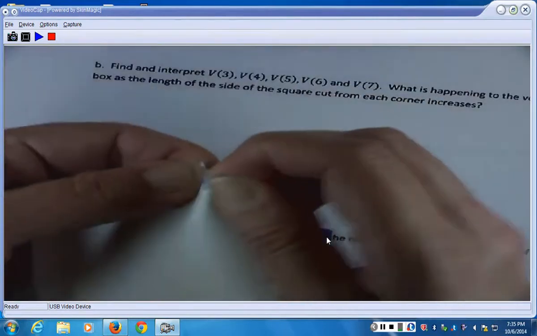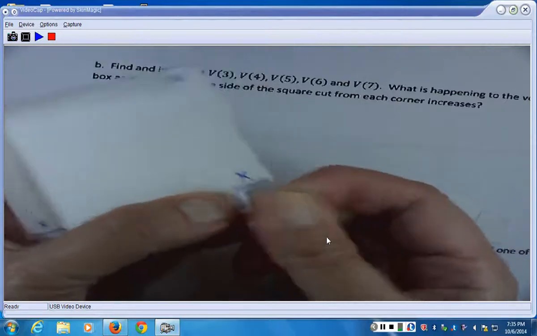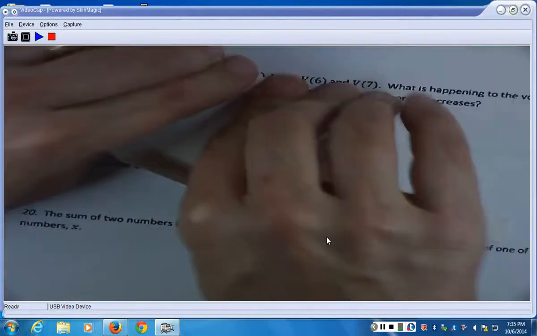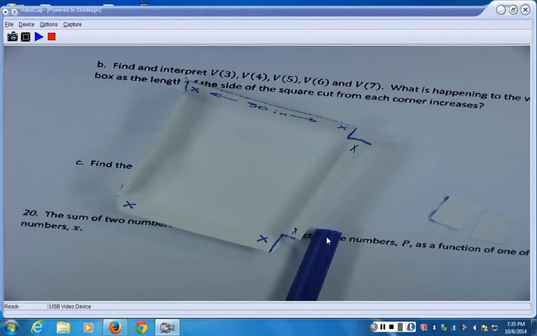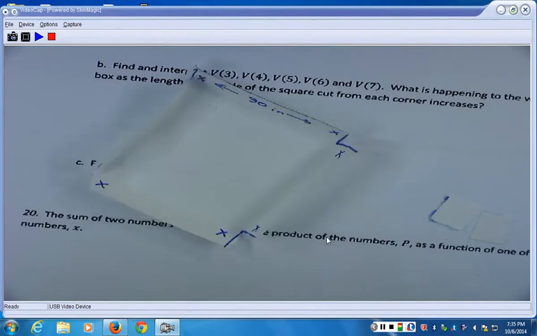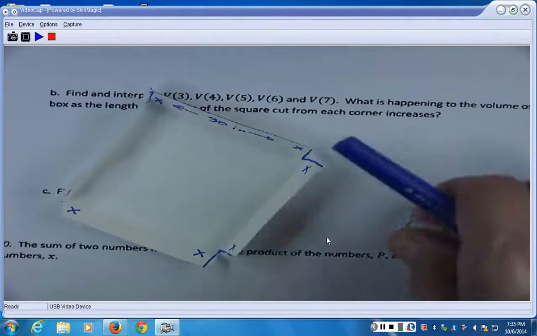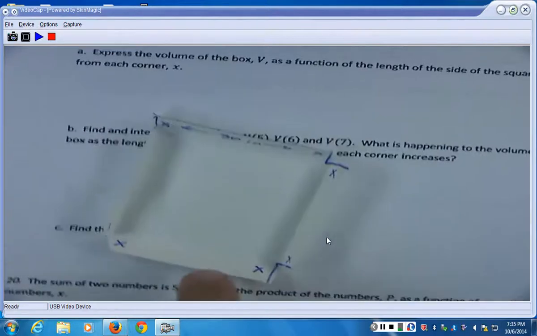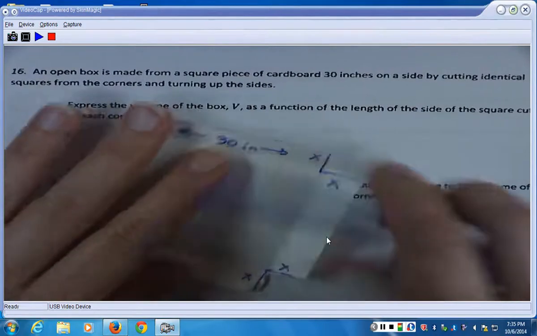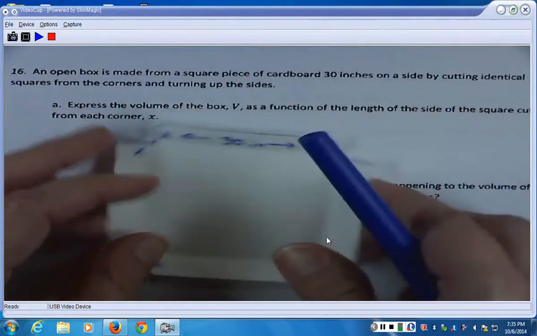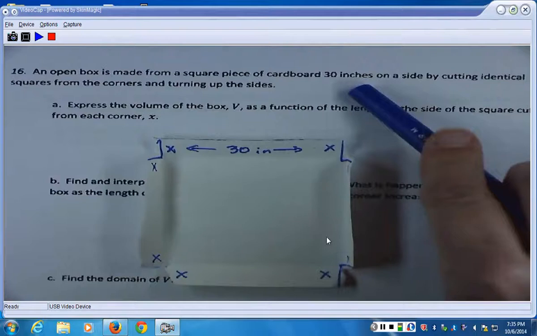Fold it up. You're just slowly removing these corners. It's an open box. So that's an open box. There we go. So that's what I got: the whole side was 30 inches before I cut anything off. It's 30 inches on a side.